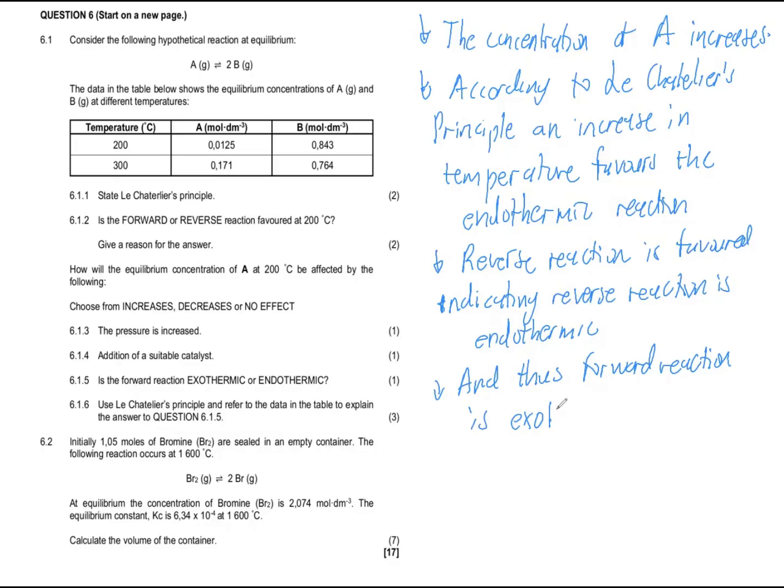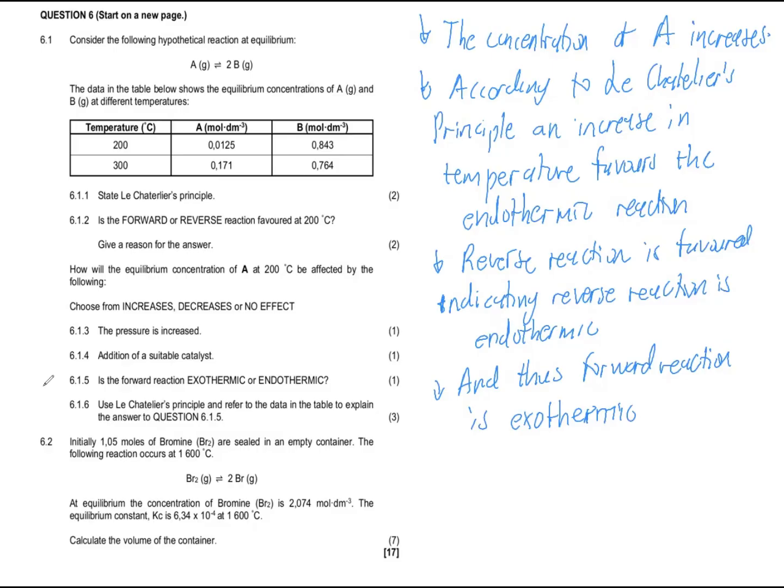When it comes to explaining, I just like to explain everything in detail, right? So I don't want my marks to be disputed there. All I want is marks. The concentration of A increases. According to Le Chatelier's principle, an increase in temperature favors the endothermic reaction. The reverse reaction is favored, indicating the reverse reaction is endothermic, and thus the forward reaction is exothermic. So that's a full explanation there.